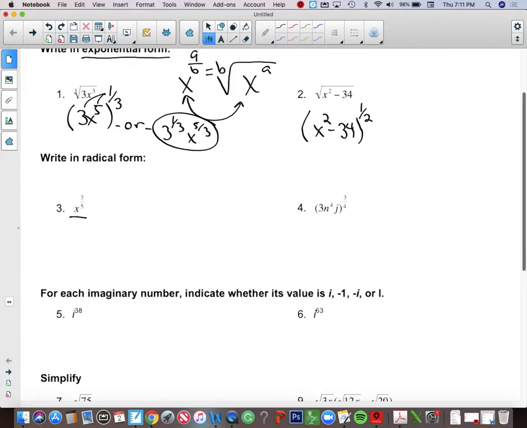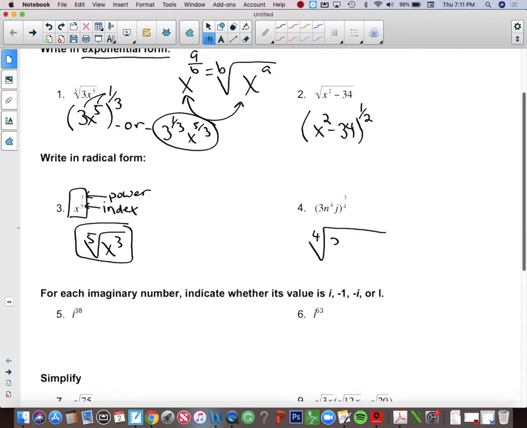So I have here x to the 3/5. So the bottom is the index, and the top is the power. So it would be the 5th root of x cubed. That's how we would write that one. And then over here, we got the 3/4 power. So 4 is my index, and then I have 3 n to the 4th j. All of that on the inside is being cubed. Okay, that would be sufficient.